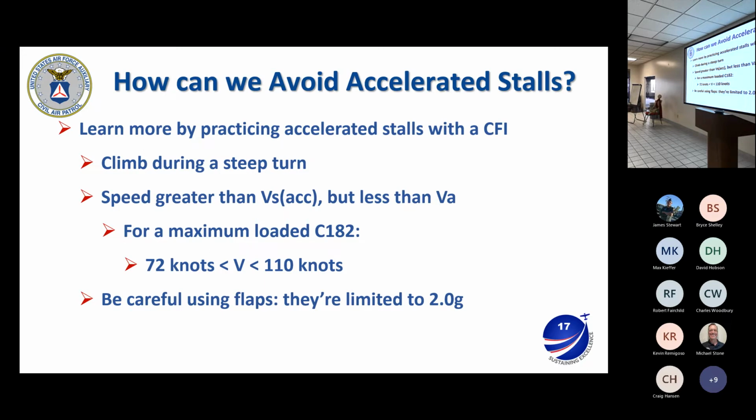And Craig, this should look familiar. You brought this up earlier. Select a speed that's greater than your accelerated stall speed, but less than VA. So for a completely loaded C-182, that's between 72 and 110 knots. When you lower the weight of the airplane, those numbers get lowered appropriately. Also, be careful using flaps. They're limited to 2 Gs.